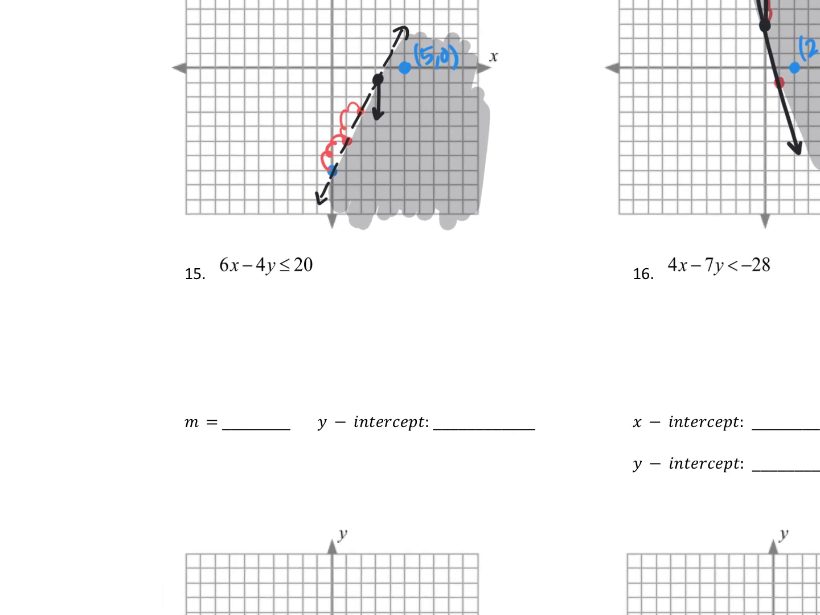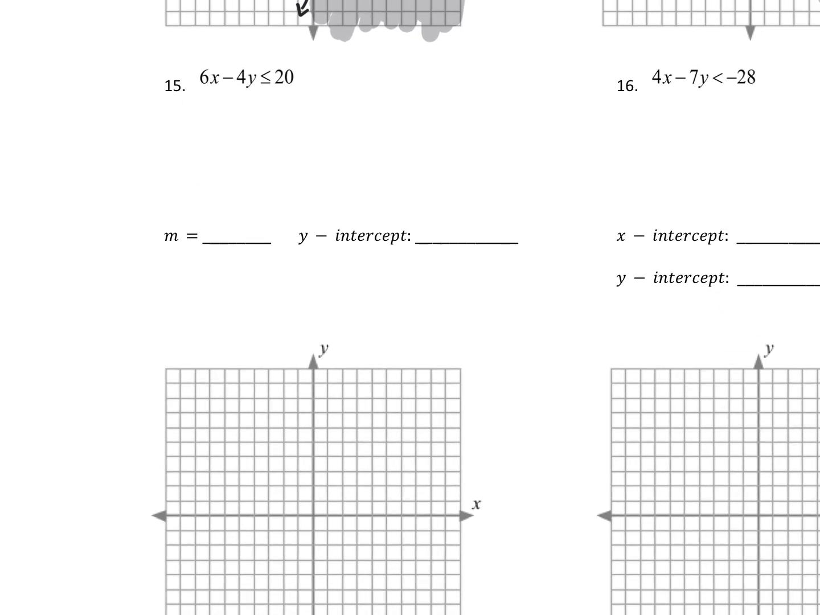Moving on, number 15. So number 15 is actually in standard form here. However, it's asking me to find the m and the y-intercepts. That makes me think that maybe I need to do something else. So let's get this into slope-intercept form. Okay, so I'm going to solve this here, and I'm going to get the y to be by itself. So I'm going to subtract 6x, subtract 6x, and I have -4y is less than or equal to -6x plus 20. Okay, continuing this, I want to get rid of that -4, so I'm going to divide.